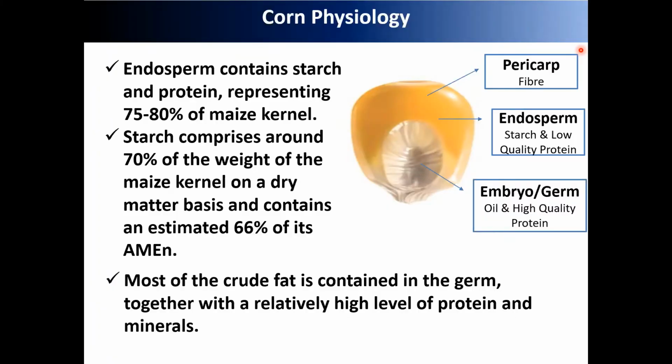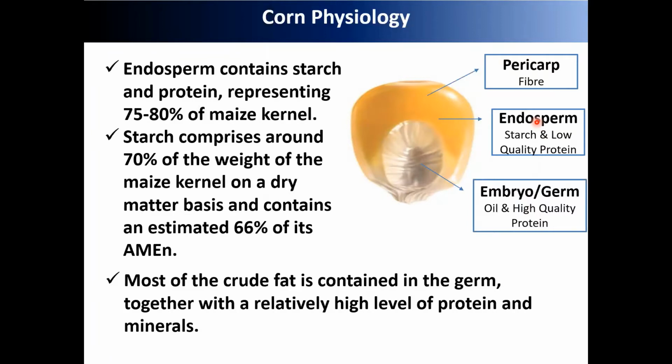Looking at the physiology of corn, the corn kernel is composed of three basic morphological parts: the pericarp, germ, and the endosperm. The endosperm represents 75 to 80% of the maize kernel, while the pericarp and germ account for 5 to 6 and 10 to 12% of the kernel weight, respectively.